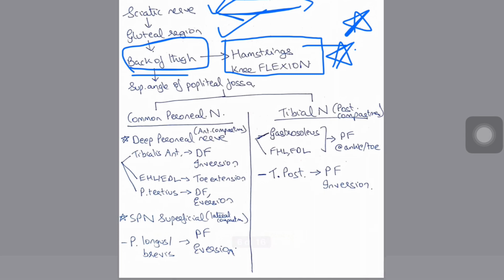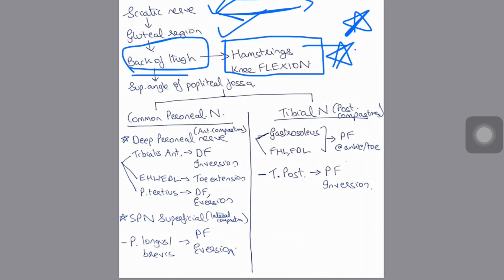Okay, now superficial peroneal nerve, it supplies the lateral compartment of leg. Okay, so it supplies peroneus longus and brevis, the function of which is plantar flexion at the ankle and eversion at the ankle. Right. So remember this: deep peroneal supply causes dorsiflexion, toe extension, inversion and eversion. Superficial peroneal nerve causes plantar flexion and eversion.